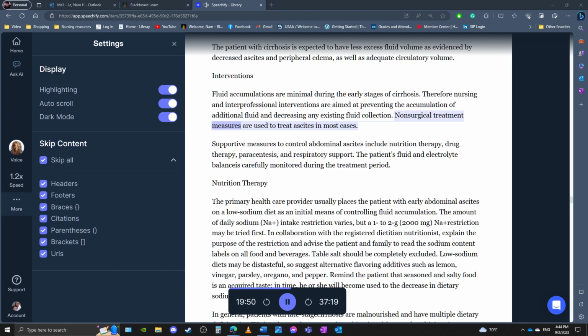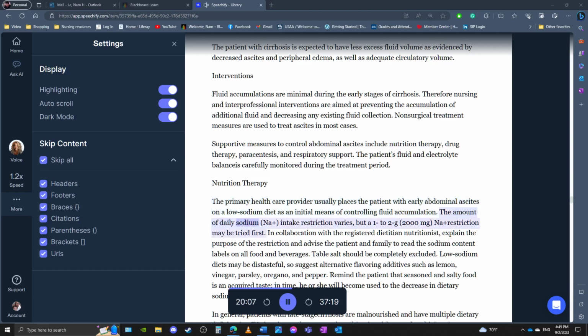Non-surgical treatment measures are used to treat ascites in most cases. Supportive measures to control abdominal ascites include nutrition therapy, drug therapy, paracentesis, and respiratory support. The patient's fluid and electrolyte balance is carefully monitored during the treatment period. Nutrition therapy. The primary healthcare provider usually places the patient with early abdominal ascites on a low-sodium diet as an initial means of controlling fluid accumulation.